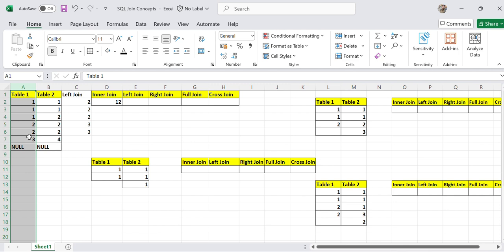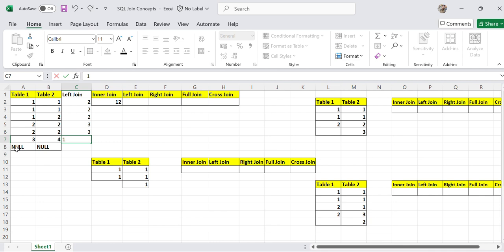All the values come from the left table. This 3 is not matched with anything in the second table, so 3 appears one time. And this null is also not matched with anything in SQL, so it appears one time. So we count all the records, and the output will be 14. So 14 is the output of the left join.